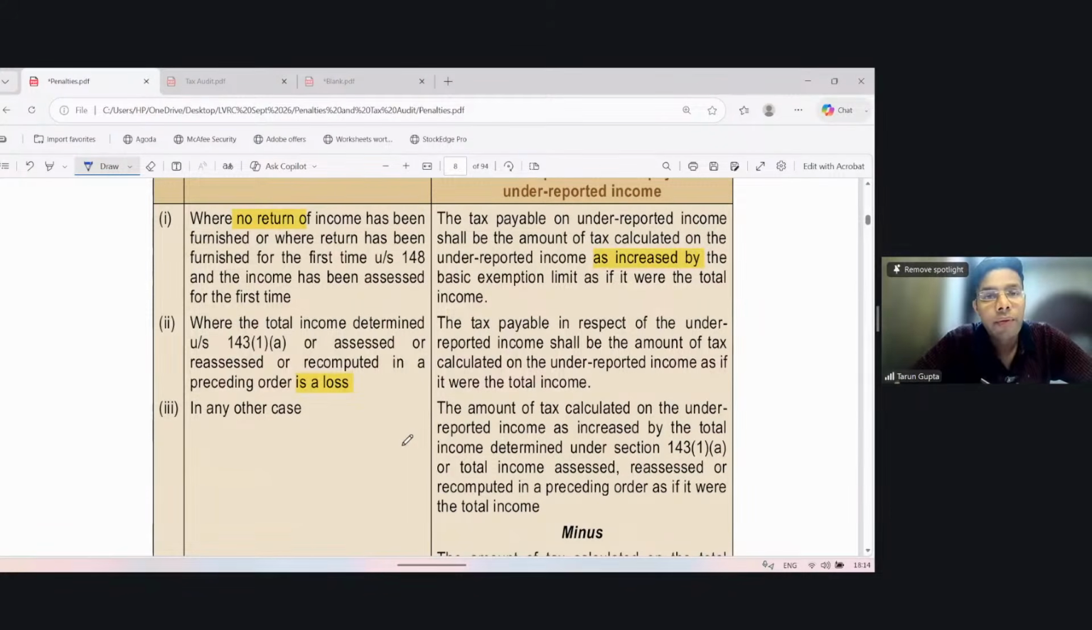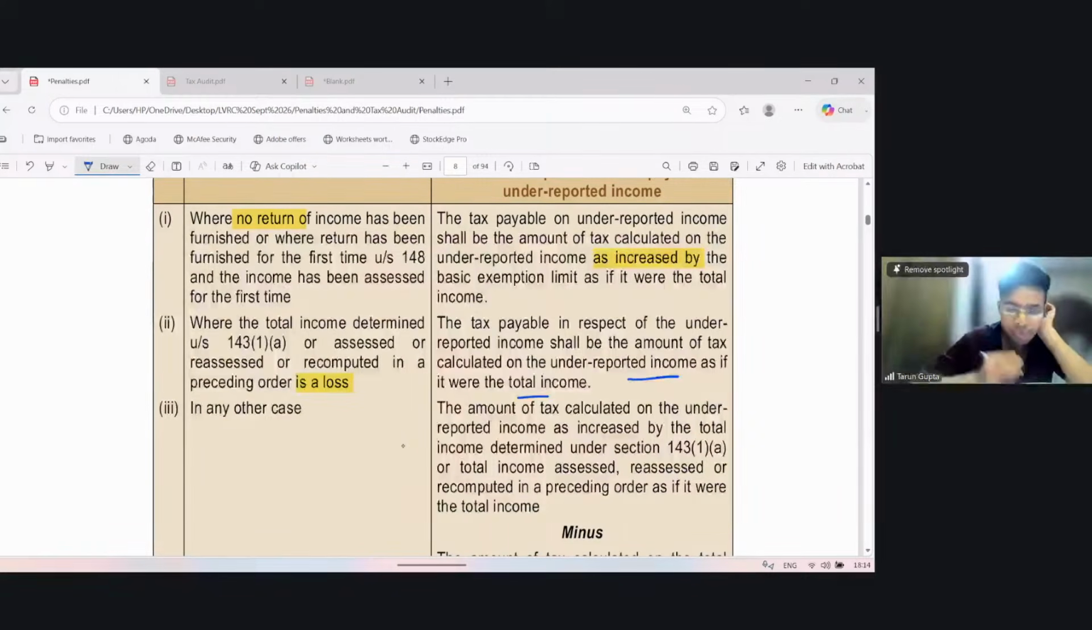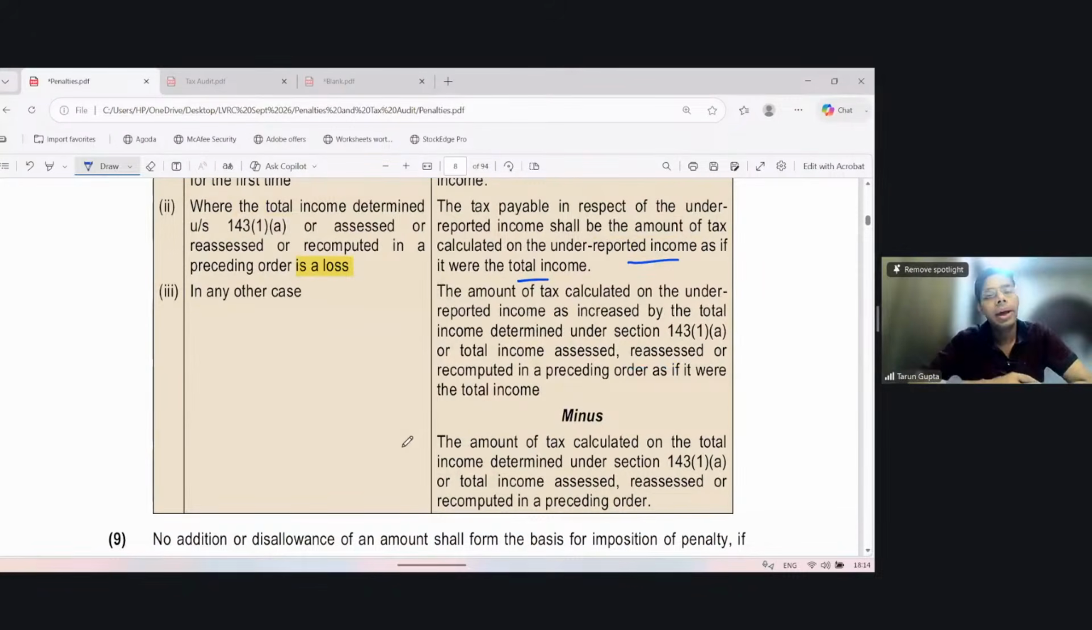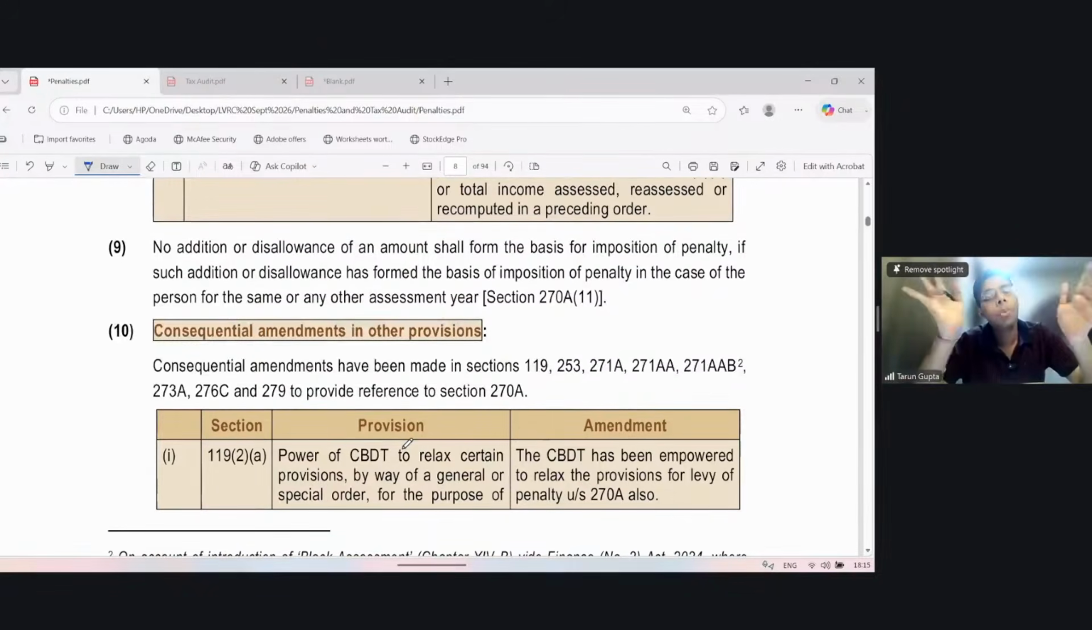Where total income determined under section 143(1) or in a preceding order is a loss, then in such case, tax payable in respect of underreported income shall be the amount of tax calculated on underreported income as if it was the total income. So if earlier it was a loss, now the loss has reduced or it has been converted into income, then the tax on underreported income shall be the difference. See, earlier it was a loss of 5 lakh. Now in the assessment, loss has been reduced to 2 lakh. Then the underreported income shall be 3 lakh, and tax on this 3 lakh shall be deemed as tax on underreported income. In any other case, it means tax on the income so assessed minus tax on the income determined under section 143(1) or any of the preceding orders. So, the difference of the tax on both the incomes.